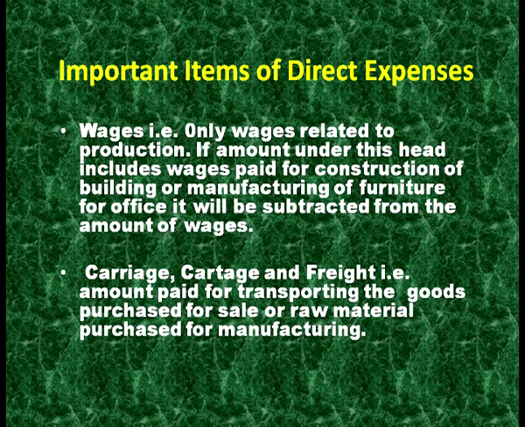Important items of direct expenses. Wages. Only wages related to production are shown in the trading account. If amount under this head includes wages paid for construction of building or manufacturing of furniture for office, then it will be subtracted from the amount of wages. Same way, carriage inwards, freight, etc. This is the amount paid for transporting the goods purchased for sale or raw materials purchased for manufacturing.